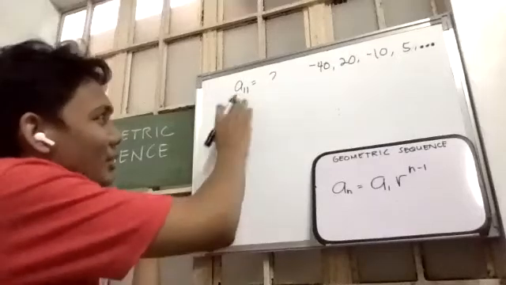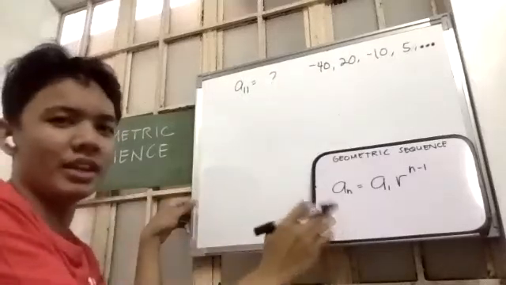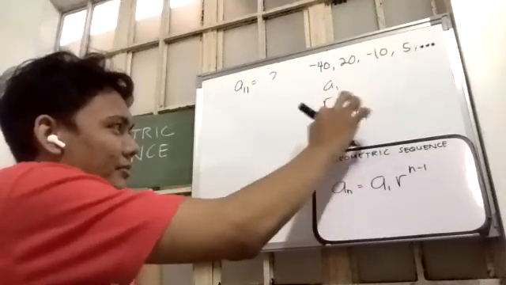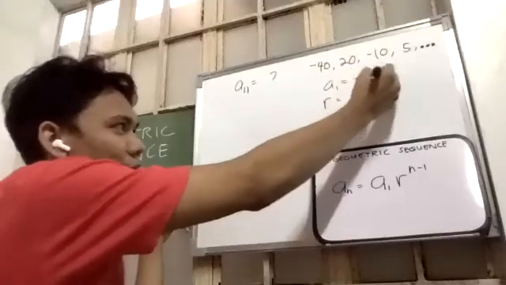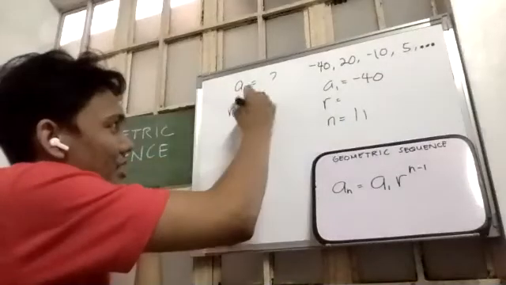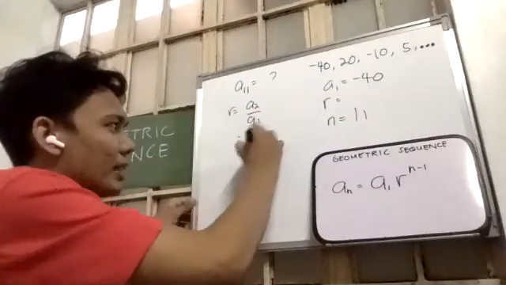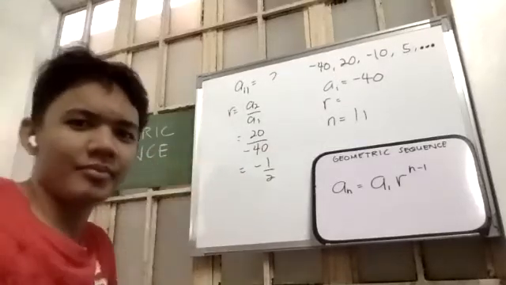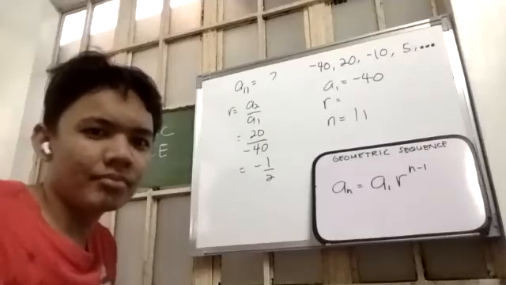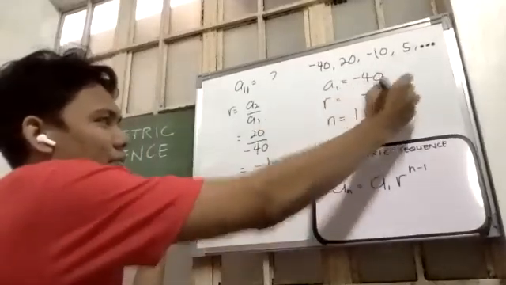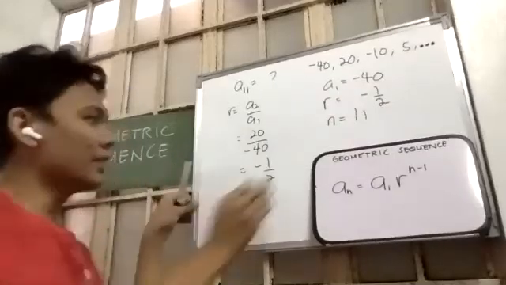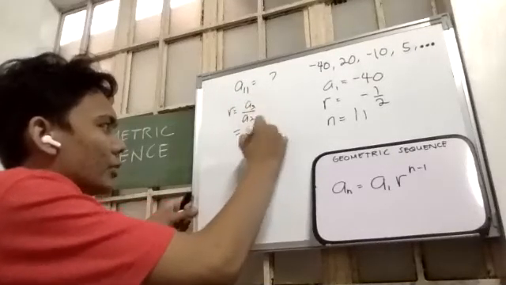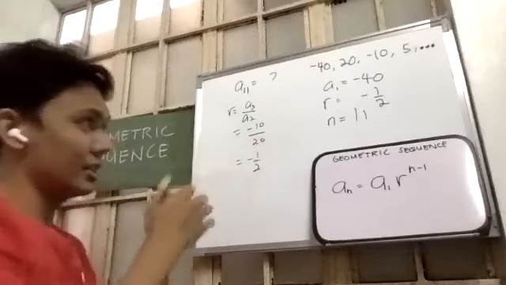I-check natin kung tama. So, kung hinahanap natin A11, para magamit natin itong formula, we need to identify first yung ating A sub 1, R. So, yung N kasi natin is 11 na. So, A sub 1 natin is negative 40. Yung R natin, R is A sub 2 over A sub 1. We have 20 divided by negative 40, negative 1 half. Double check natin kung tama. A sub 3 over A sub 2 naman. We have negative 10 over 20, negative 1 half pa rin. So, R is negative 1 half.